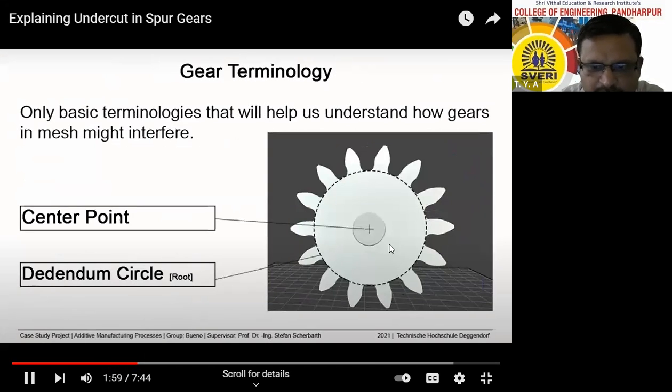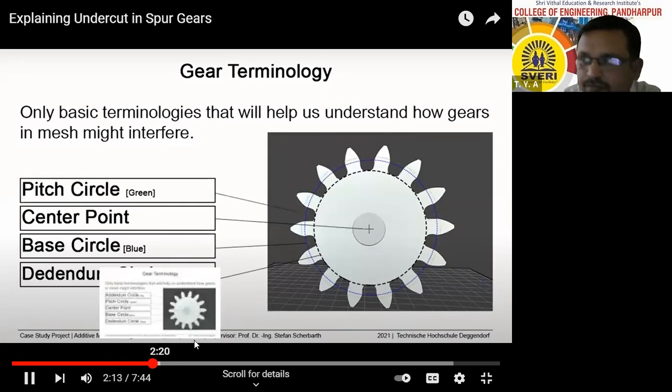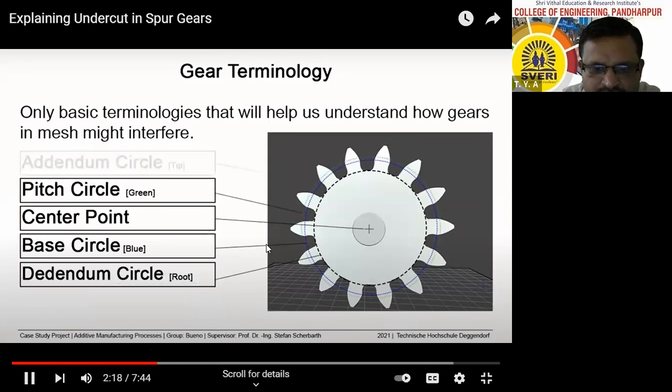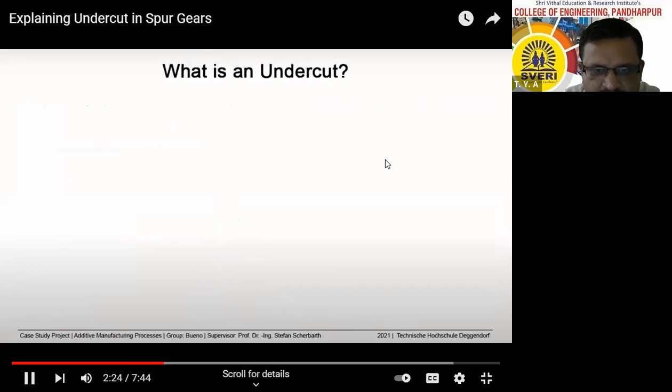Therefore, this is gear terminology. This is the center point. This is the dedendum circle. This is the pitch circle. It is an imaginary circle. This green circle is the pitch circle. Blue circle is the base circle.